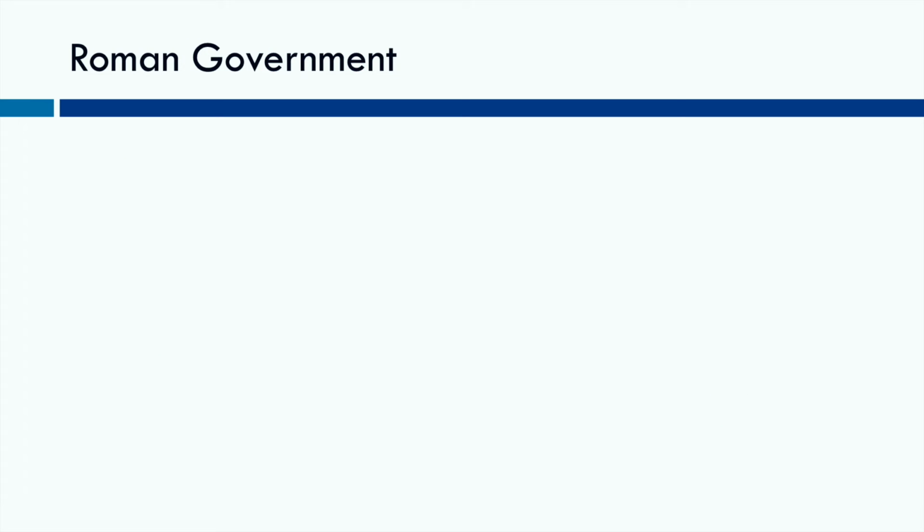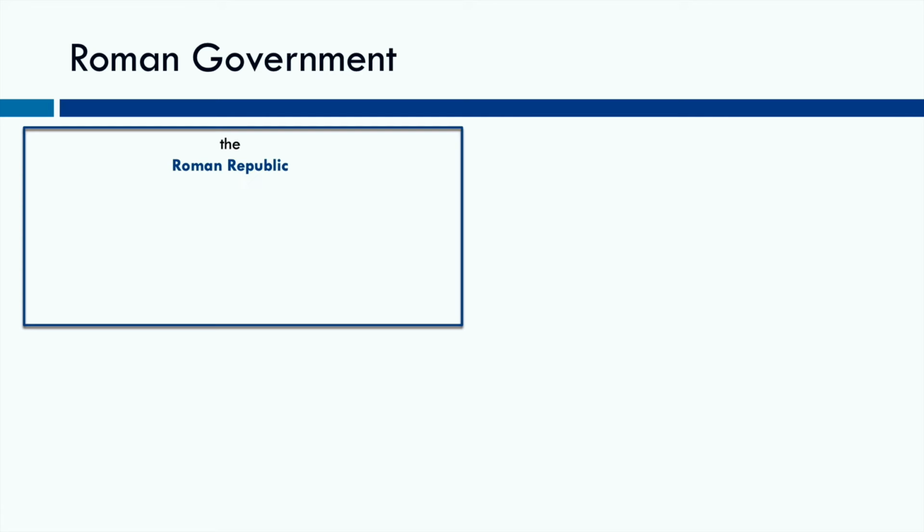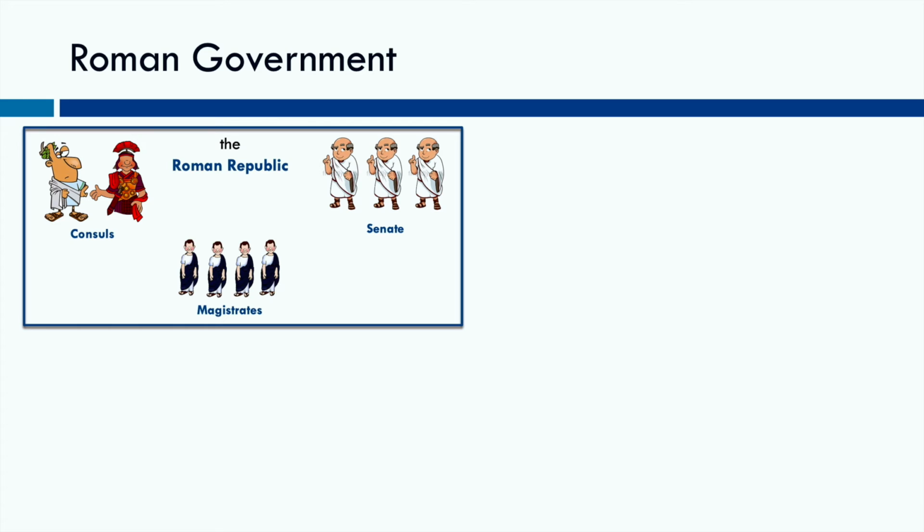Over to ancient Rome. Rome had two types of government in its history. First, also beginning around 500 BCE, was the Roman Republic, where the consuls, the most important rulers of Rome, were the head of the magistrates and the Senate. The Senate advised the consuls and advised the magistrates, and together they all made the laws.